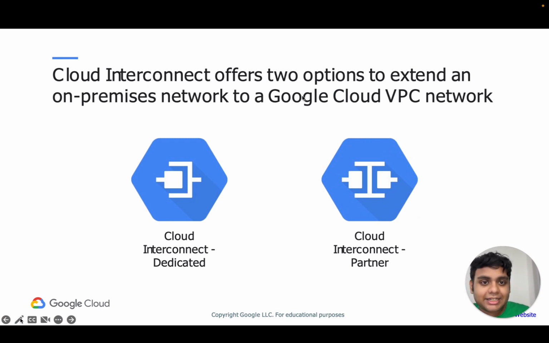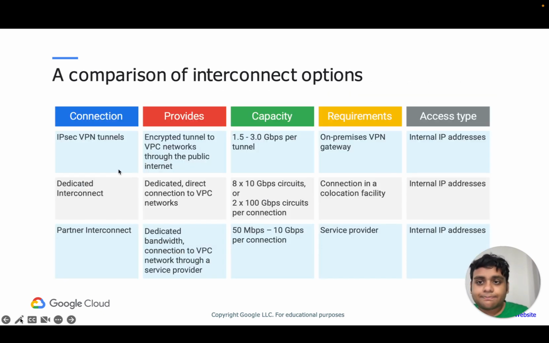So Cloud Interconnect offers two options to extend an on-premises network to a Google Cloud VPC network: Cloud Interconnect and Cloud Interconnect Partner. They are both different plans. So this is the comparison of the interconnect options. You can actually look at that and understand what it is.